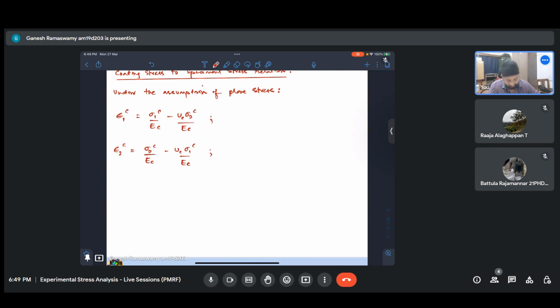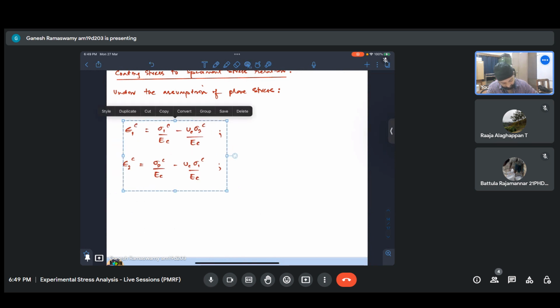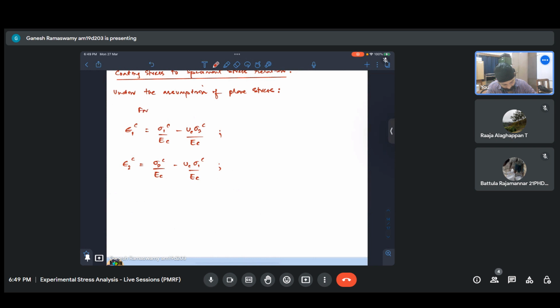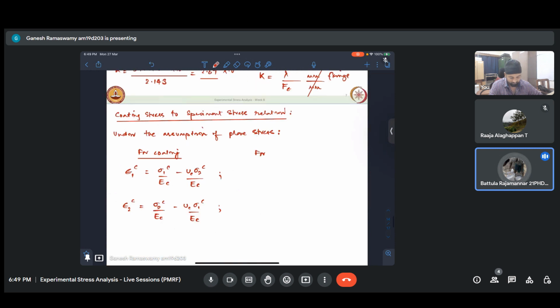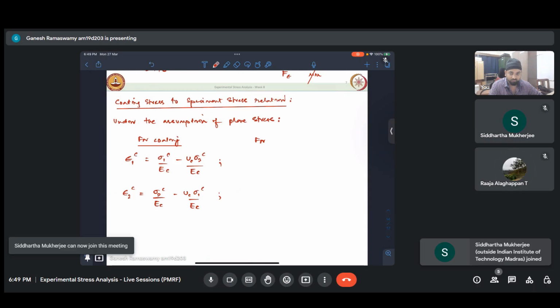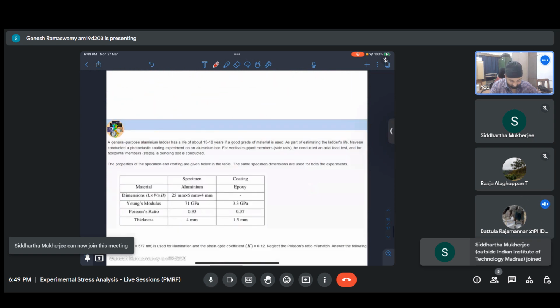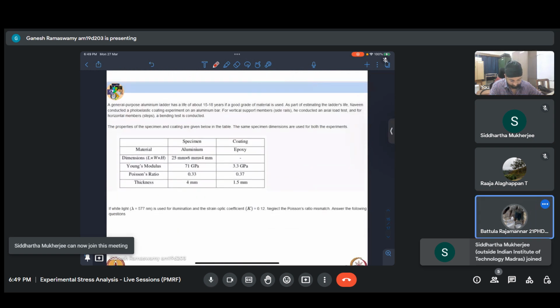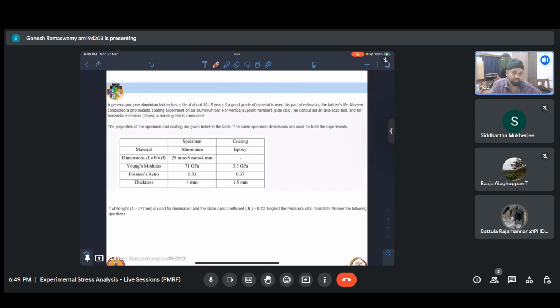Similarly, whether it is brittle coating, we have not reached yet. That will be coming next week. We are still in photoelastic coating only, but the same relations apply essentially, if you see.